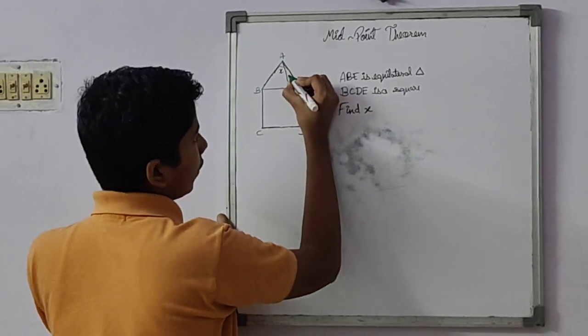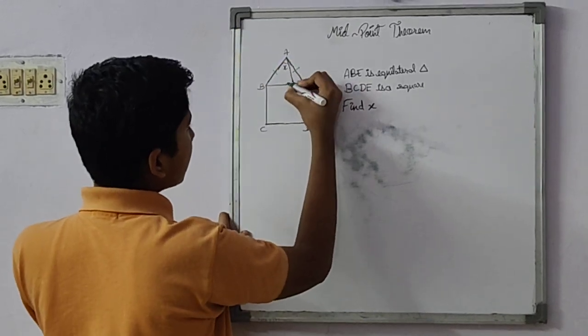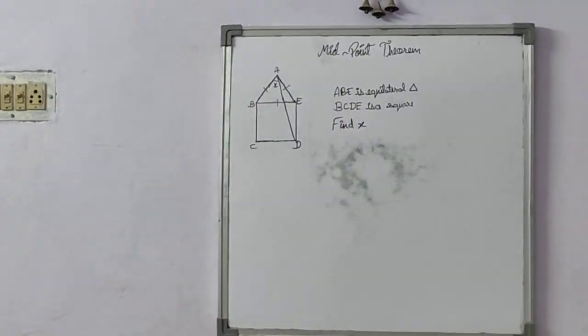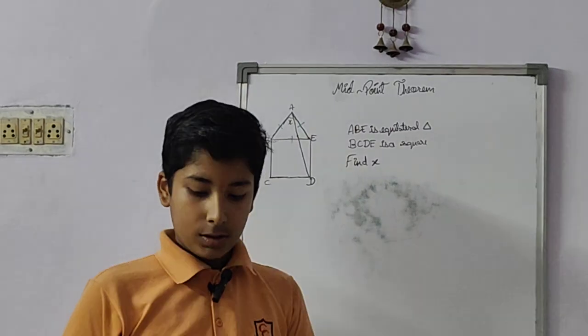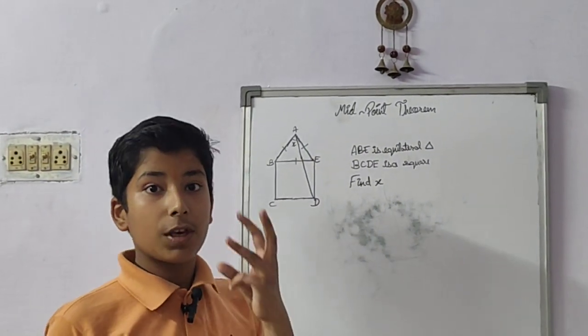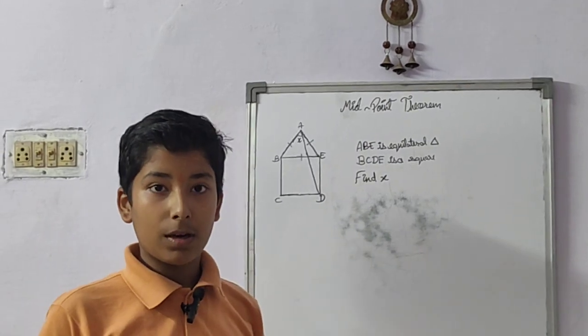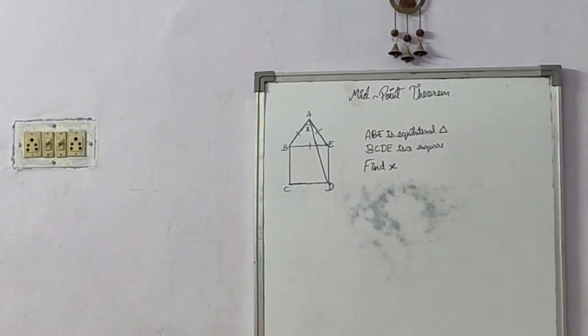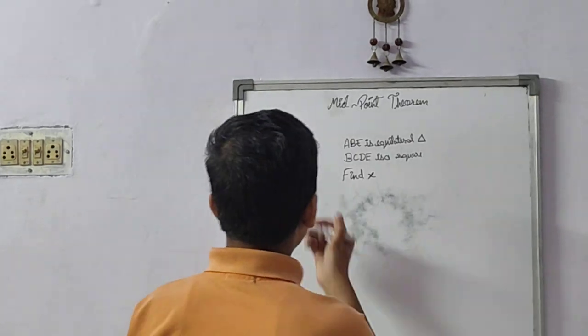Okay. So we know that equilateral triangle has all sides equal. Oh. This marker has been falling down since the video, 3 times. This is a very bad marker. I won't use it. This is the best.